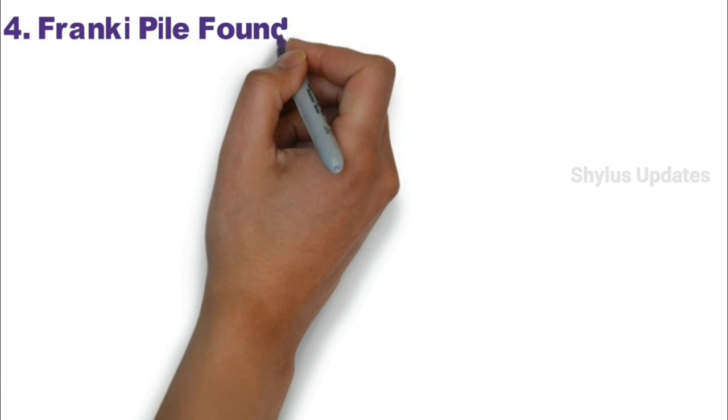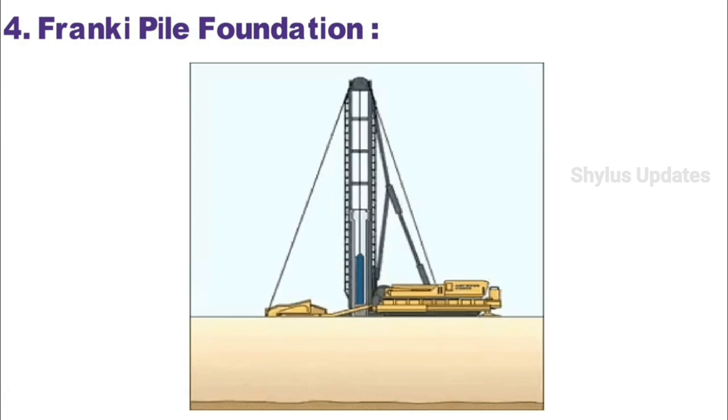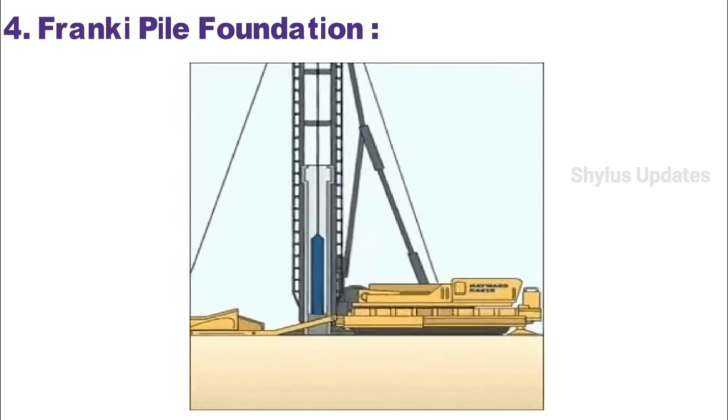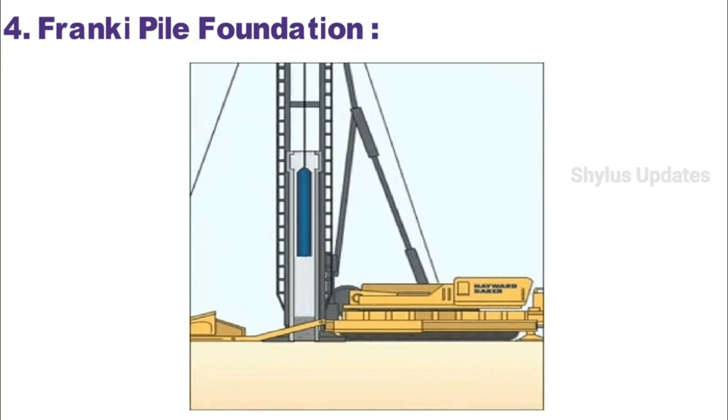Franki pile foundation. Franki piles, also known as pressure injected footings or high capacity cast in place elements, are constructed using a drop weight and casing.